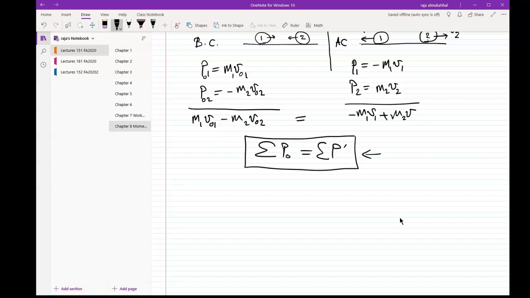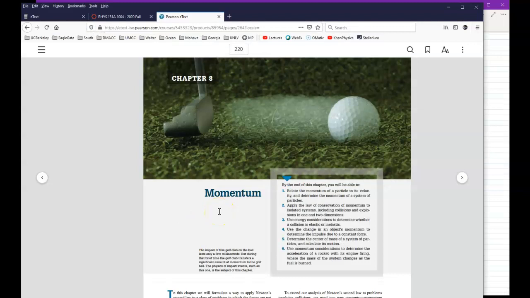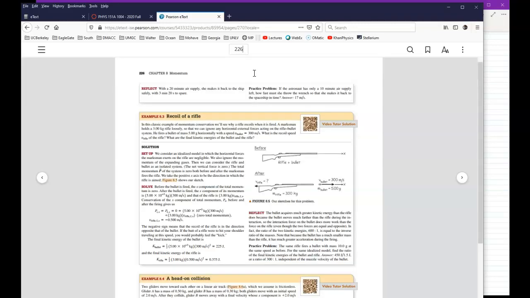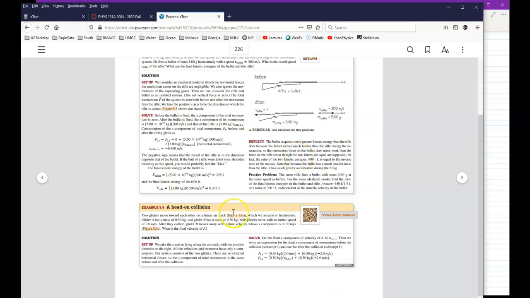And we can use this to solve problems and so on. I'll come back to the conservation of momentum, but let me do a couple of problems. Let's look at example 8.4, page 226. I'm going to do example 3 in a minute. Let me do 4 first.